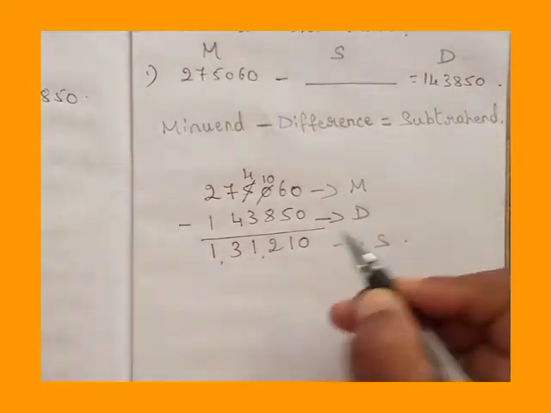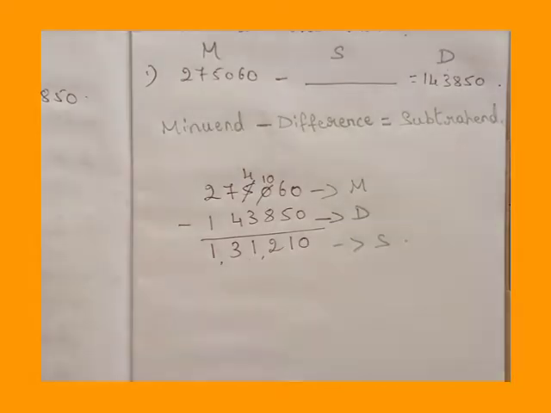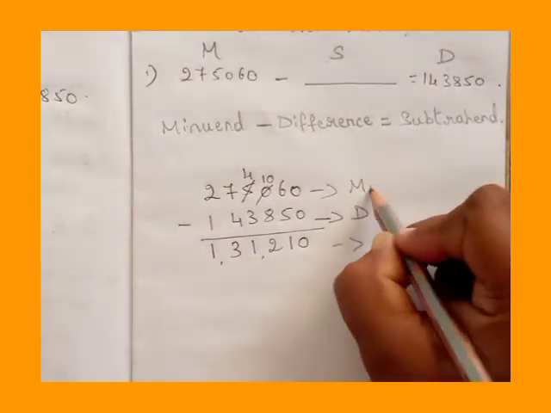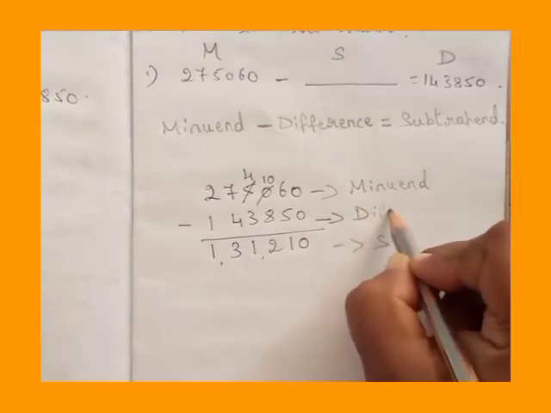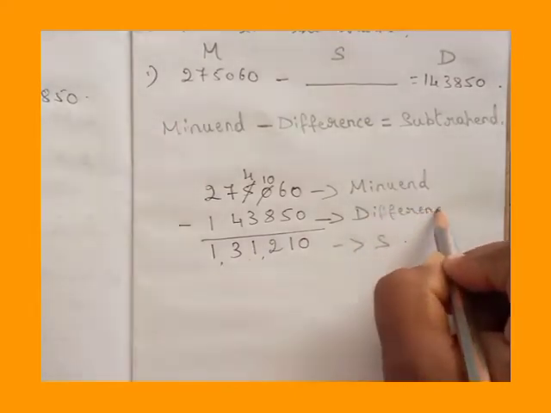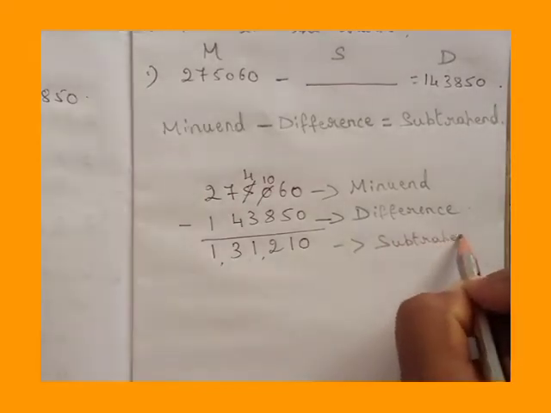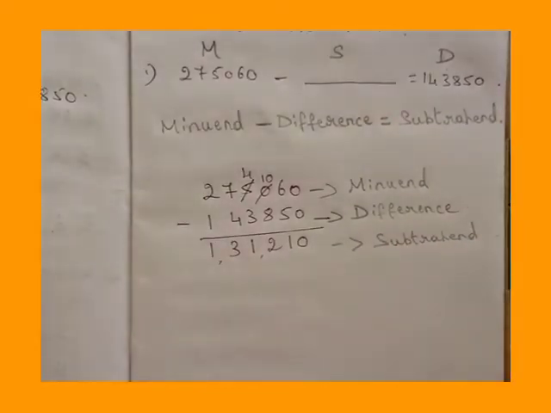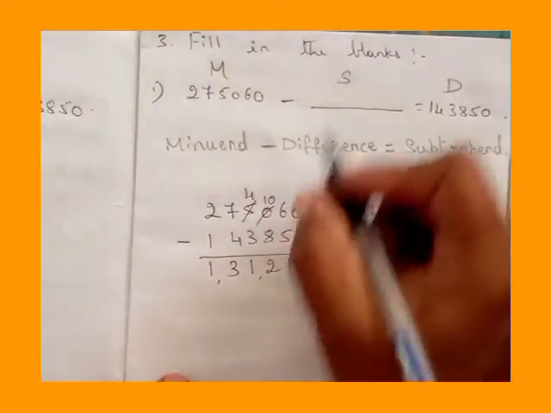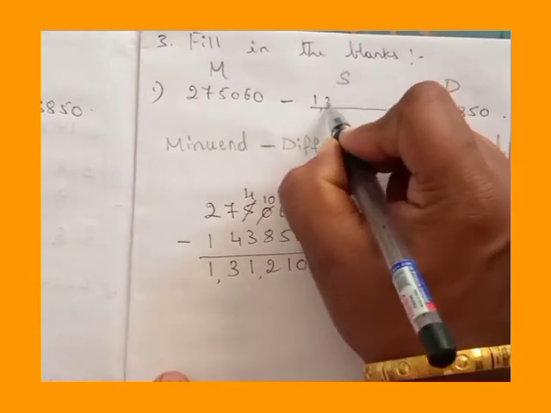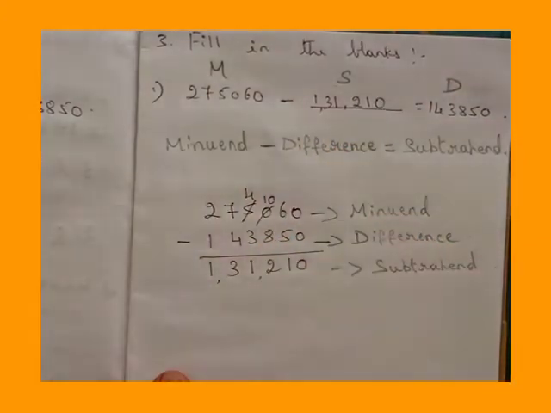1,31,210 is the subtrahend. Okay, this is the subtrahend, dear children. This is the minuend. Okay, this is the difference, and this is the subtrahend. The answer which you get is the subtrahend, dear children. You need to find out the subtrahend. So after finding it, let's fill here. 1,31,210 will be the subtrahend.